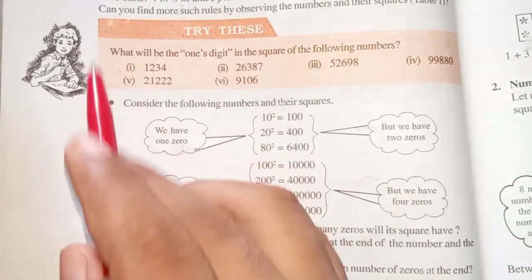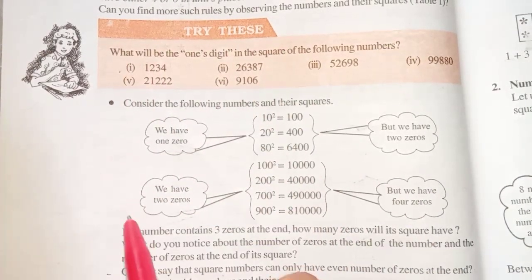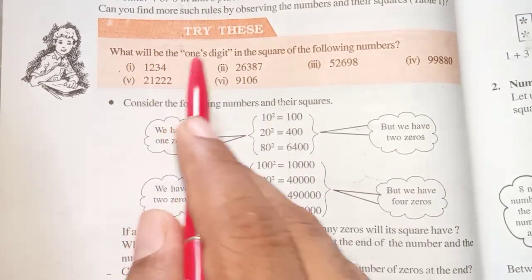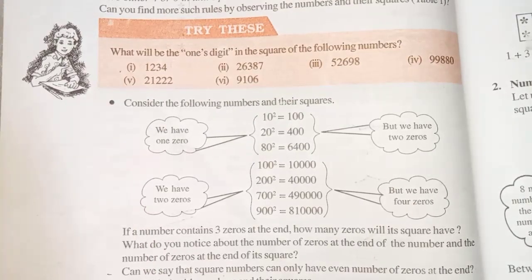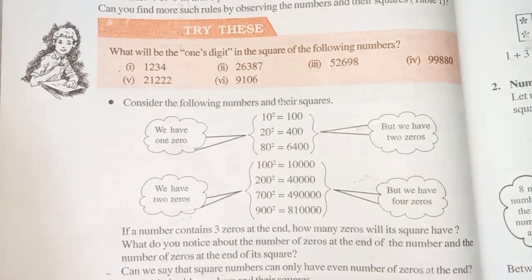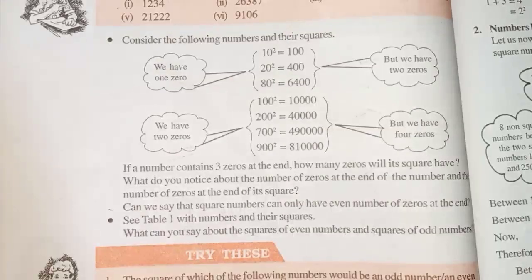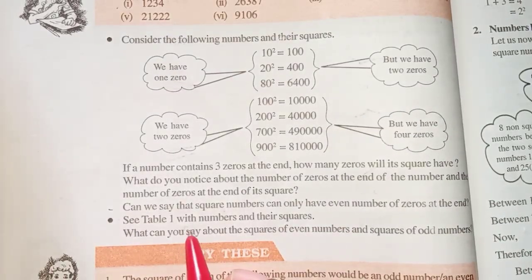And in this try this section on page number 92, you have to find all the answers. What will be the ones digit in the square of the following numbers? So students, you are left with the conclusion. Now you can obtain that. It's your work. And now we need to make some more understanding of this topic.